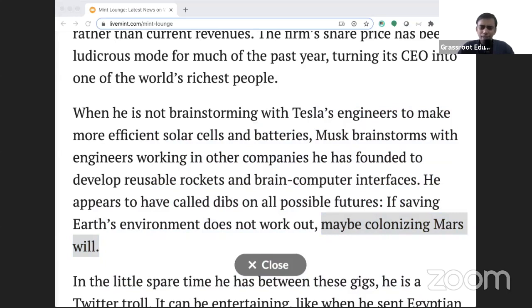Just give me a clear on the chat box. Yeah, "dibs" means to kind of lay claim on that, as if that is mine. "Called dibs on all possible futures" is claiming all possible future events. That's what it means. Just give me a clear if you're able to understand this. Very interesting one.